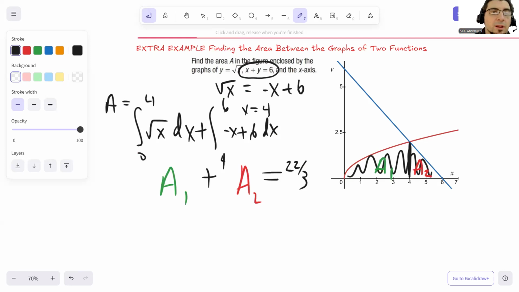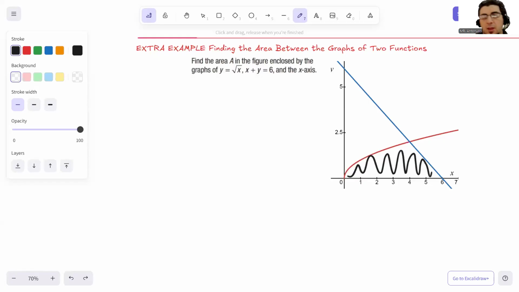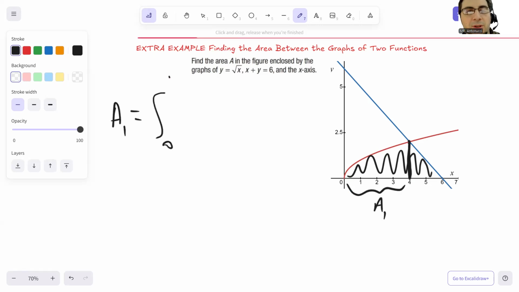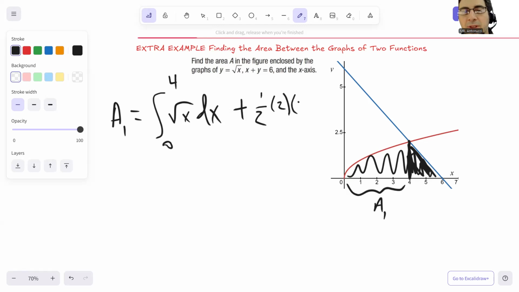Okay, but there are other ways to do this. I want to show you a couple more. Another way to think about this is using geometry a little bit. So we still have those two separate regions. This first region, we'll call that A1. A1 is equal to the integral from 0 to 4 of square root x dx. Plus, this last piece here is just a triangle. So without even using calculus, we could do 1/2 base, which is 2 units, times height, which is 2 units. And again, you would get 22/3.